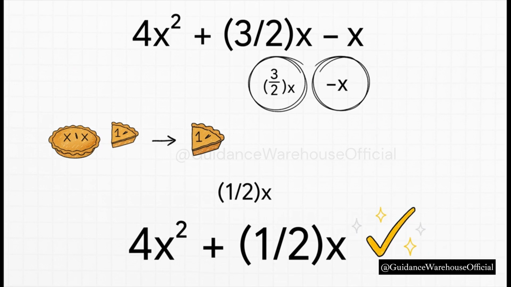We just have to spot the like terms. Right here, we've got 3 over 2x and negative x, so we just combine their coefficients. 3/2 minus 1, well, that's just 1/2, which means our final, beautiful, simplified answer for the area is 4x squared plus 1/2 x. And there it is. We took a kind of messy real-world problem and boiled it down to a neat, simple binomial.